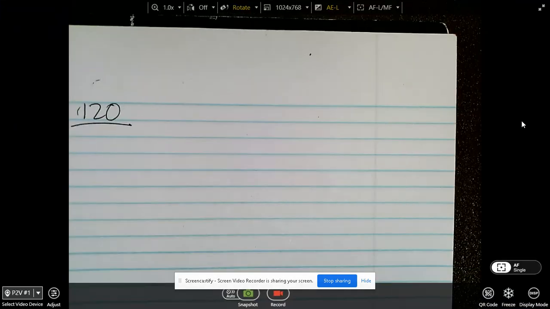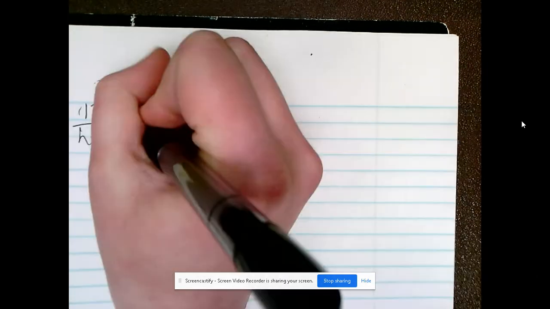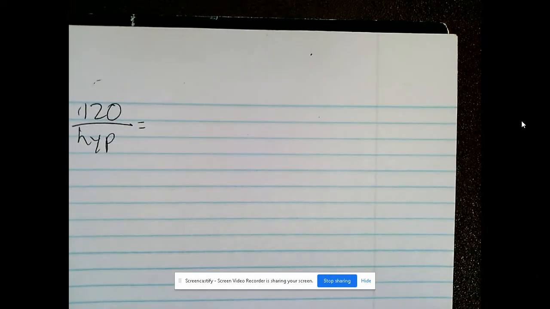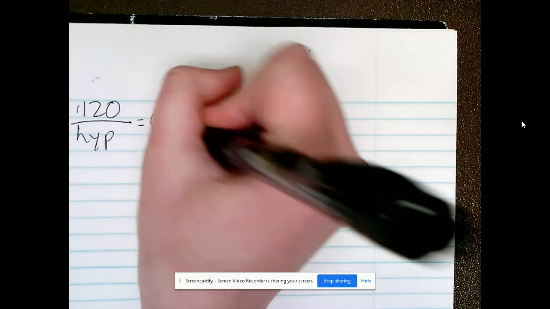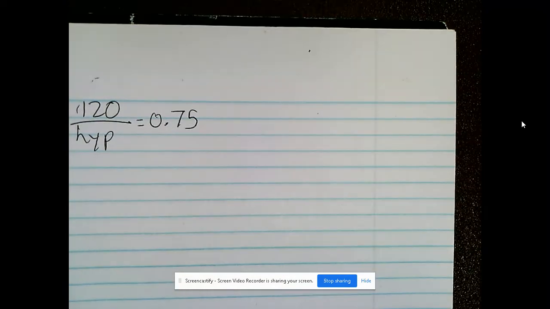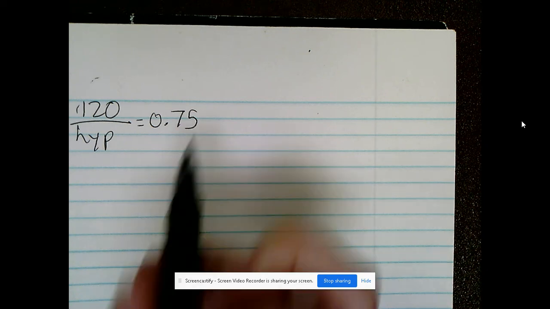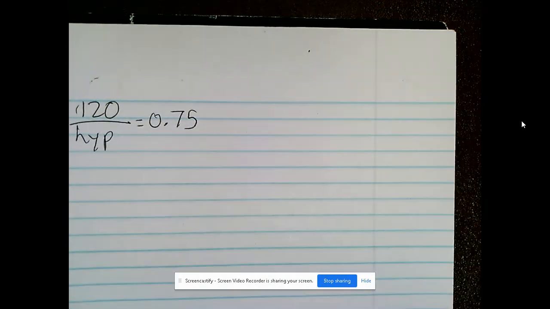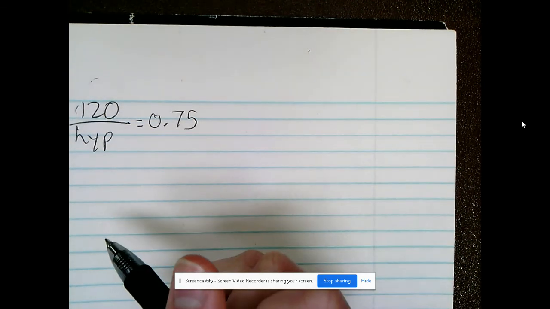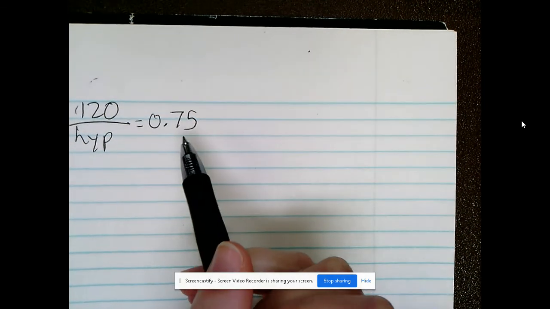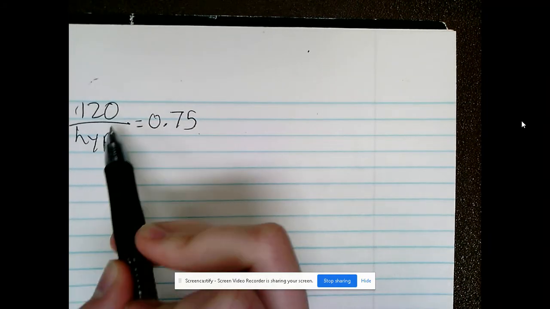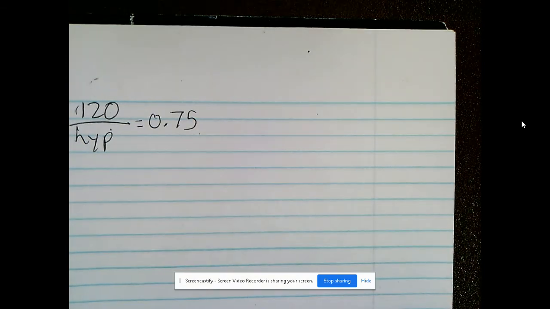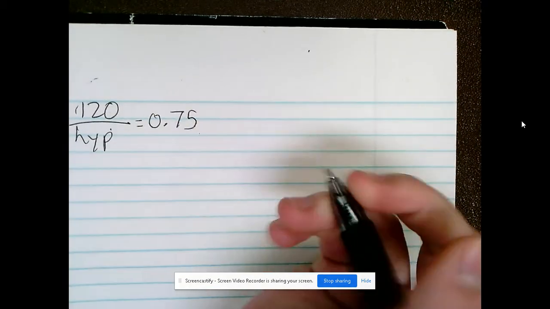Okay. Now 120 meters is going to be over the hypotenuse, and it's going to equal 0.75. Because over on our chart, our adjacent divided by hypotenuse equals 0.75, which means in this case, 120 over our hypotenuse is also going to equal 0.75. So now we need to solve for the hypotenuse.